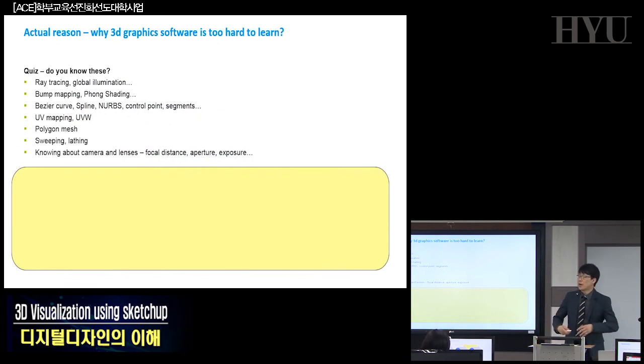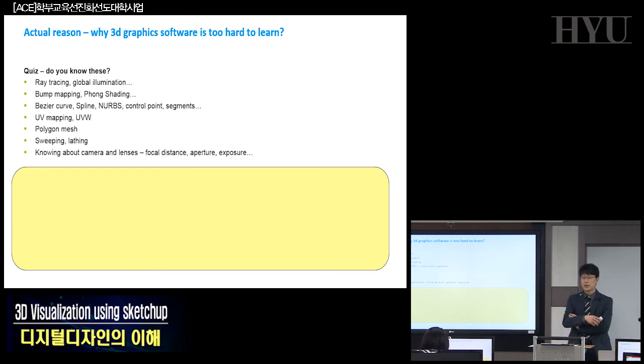But here are a list of actual reasons why 3D graphics software is too hard to learn. Here I ask a simple quiz. Do you know these terms? Ray tracing, global illumination, bump mapping, bone shading, Bezier curve, UV mapping, sweeping, lathing.